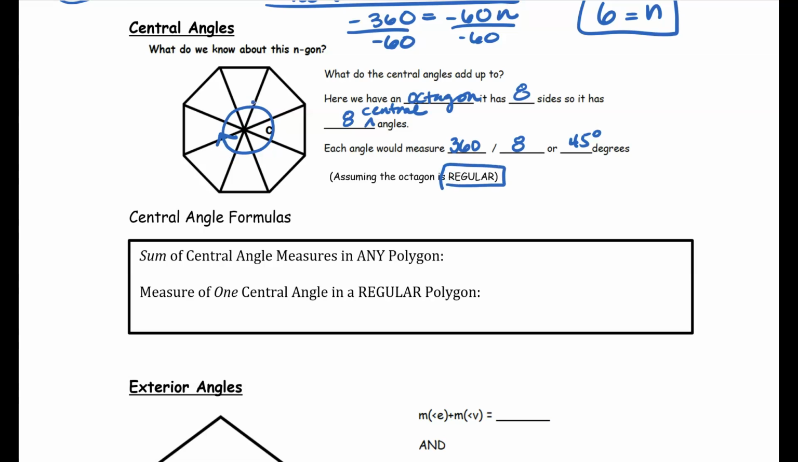So they're always going to end up adding to 360, but the fact that they're all the same has to do with the fact that they're regular. So all of these angle measures are 45 degrees, because 45 times 8 is 360.